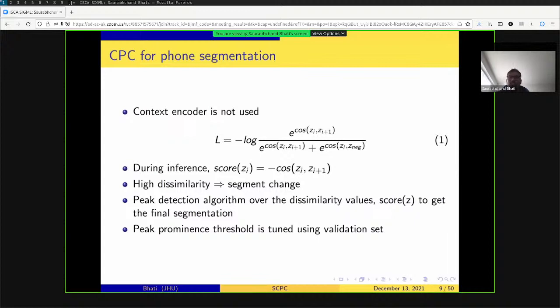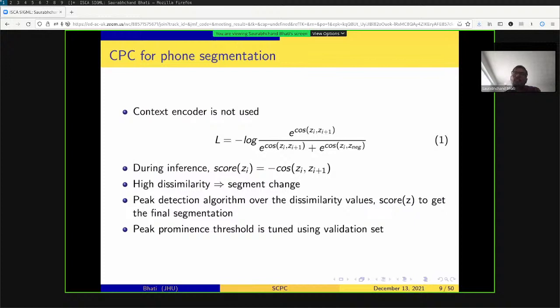If you could predict the next frame very easily, then you are within the same segment. If you are having difficulty predicting the next frame, then it's likely that the segment has changed. So now the task of phone segmentation becomes finding these peaks or minimas, whichever way you define it. If you try to find the peaks in the similarity, then it's the task of peak finding. Or if you try to find minimas in similarity, then it's the task of minima finding. But now the task of phone segmentation is posed as finding these peaks in the dissimilarity value.